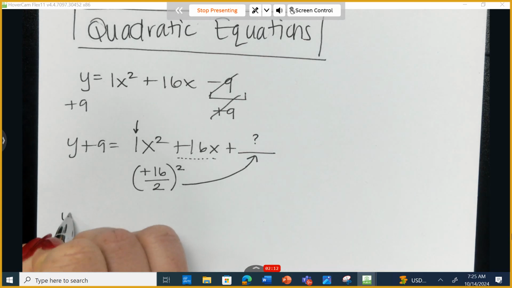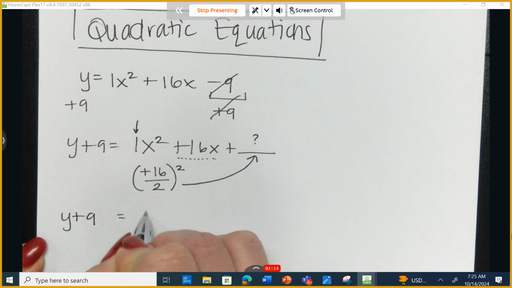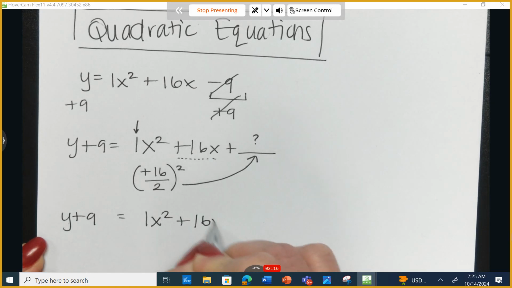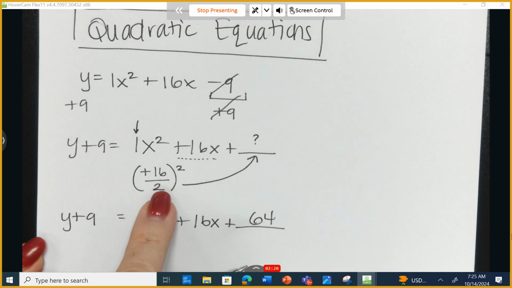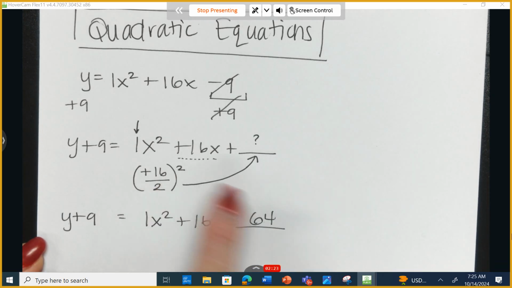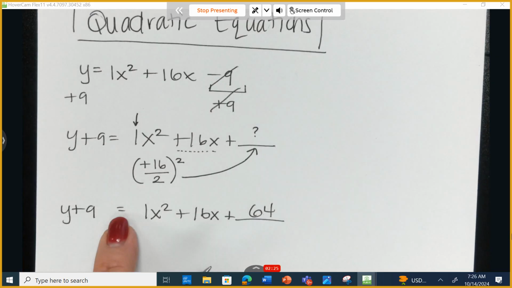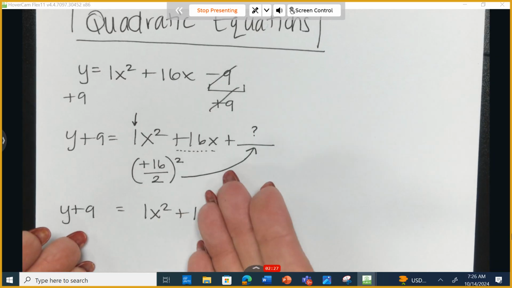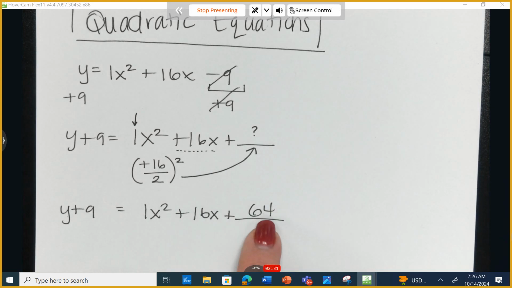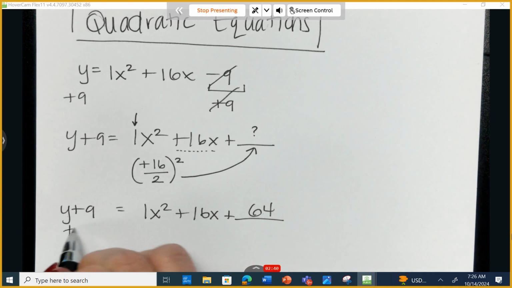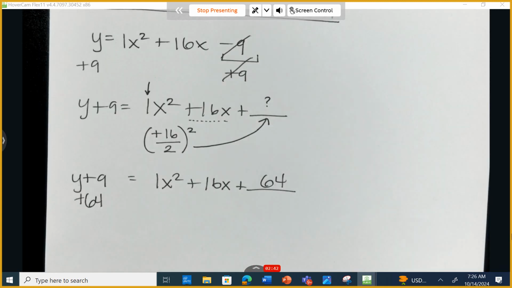So I'm going to rewrite this. I have y plus 9, and now I've filled in that spot, and that number is 64. How did I get that? 16 divided by 2 is 8, 8 squared, 8 times 8 is 64. This equal sign means that the left and the right side must always be equivalent in value. I just randomly added a 64 to the right. In order for me to keep the left side and the right side balanced or equal, if I randomly added 64 to the right, I must also add 64 to the left to keep it balanced.